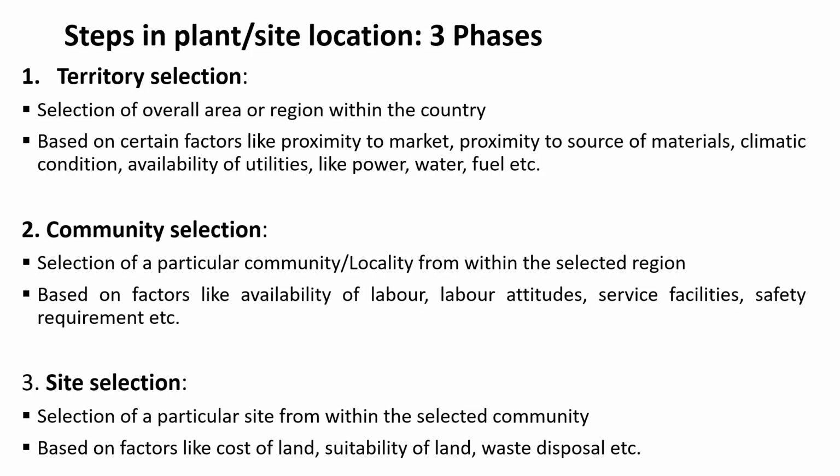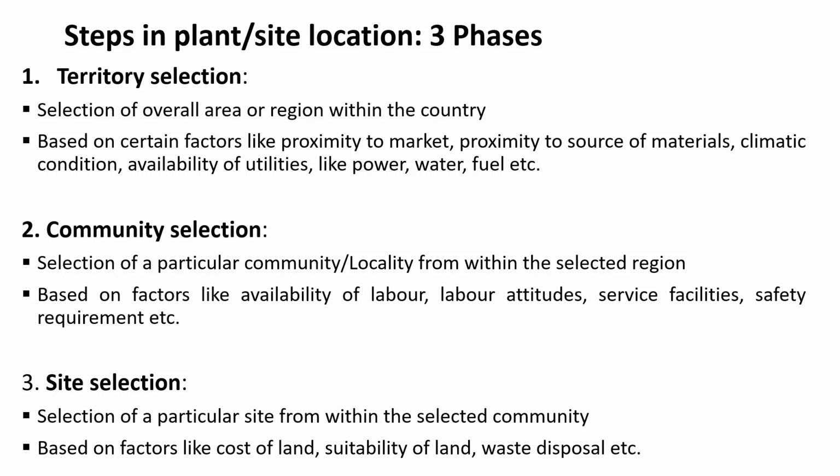Now, what are the steps in selecting a location? Plant location studies are carried out in three phases. First is territory selection. This involves selection of the overall area or region within the country, and this selection is based on certain factors like proximity to market, proximity to source of materials, climatic condition, availability of utilities like power, water, fuel, etc. So once the territory has been selected, then comes the community selection.